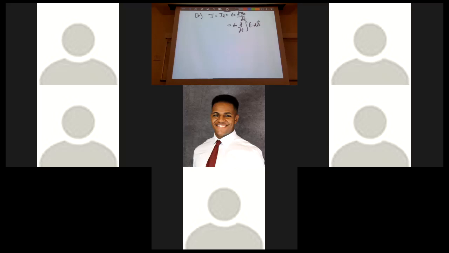Now, in our case, let's go back to here. Let's choose our dA in the same direction as the electric field. So this is my dA. So my dot product becomes simply 1. So that's going to be the magnitude of the electric field times the magnitude of A.